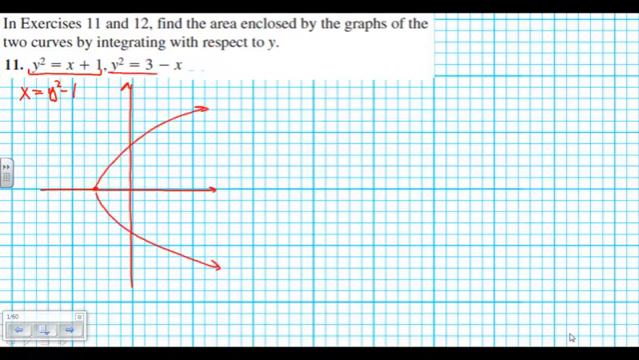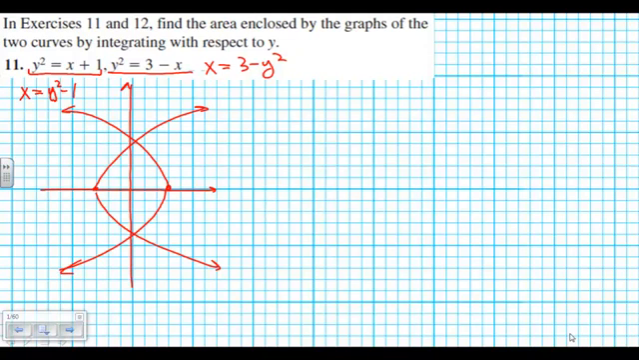Let's do the same thing with our other equation. Let's solve it for x, and I get x is equal to 3 minus y squared, which means when y is 0, we're over here at 3, and then this parabola opens this way. Let's now figure out what the area between here.